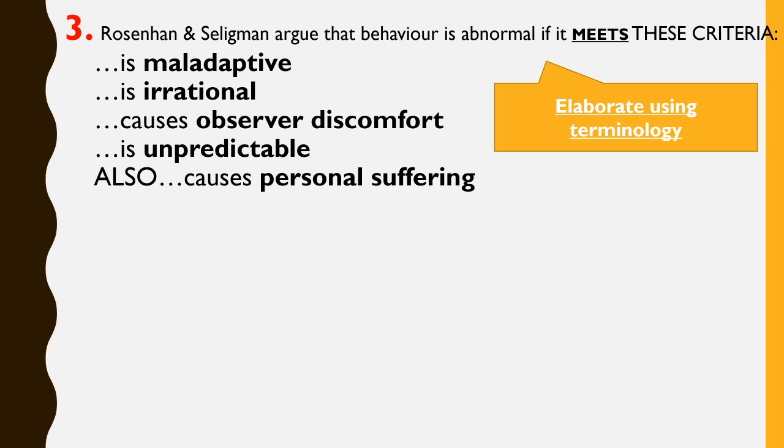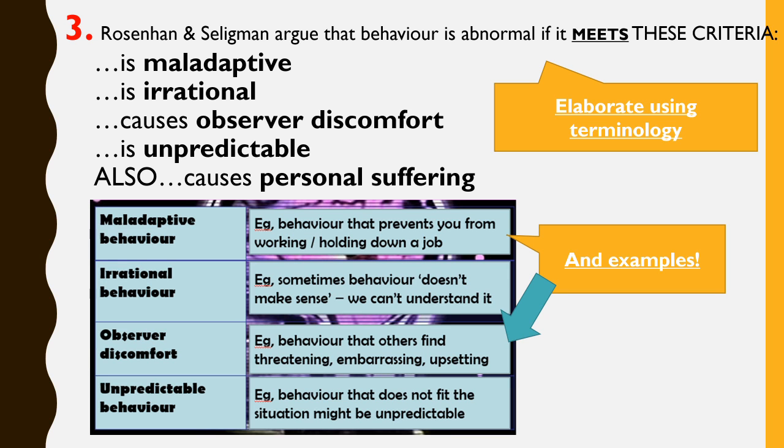Now, you'll see at the bottom of your page that you have got little definitions of each of those. What it means to be maladaptive, what it means to be irrational, what it means to cause observer discomfort, and what it means to be unpredictable. But what we need to add in here is some examples. So you can jot these onto your little table at the bottom of the page.